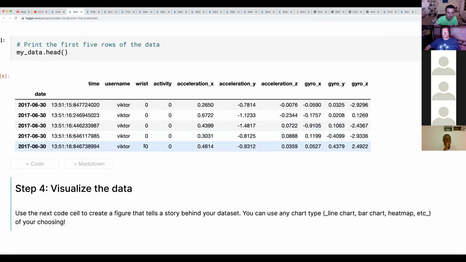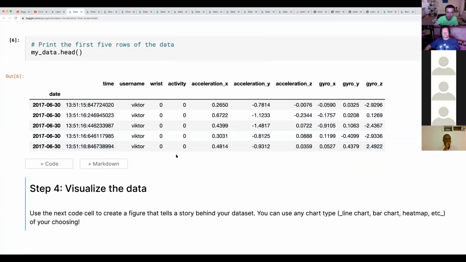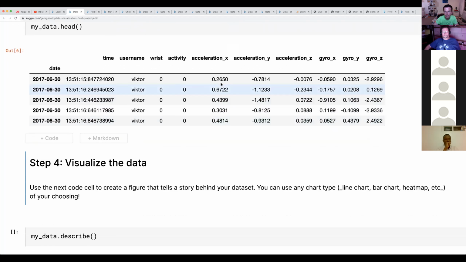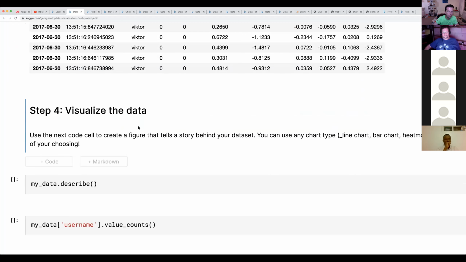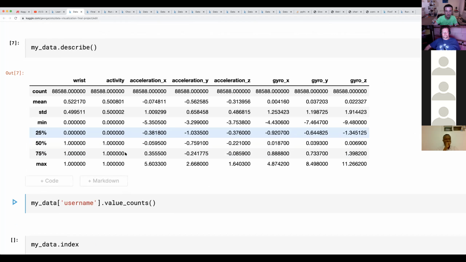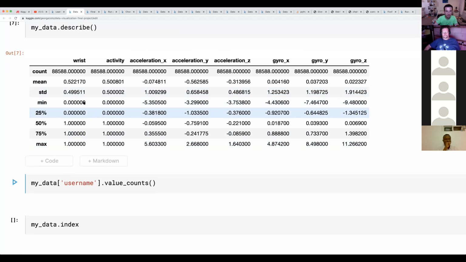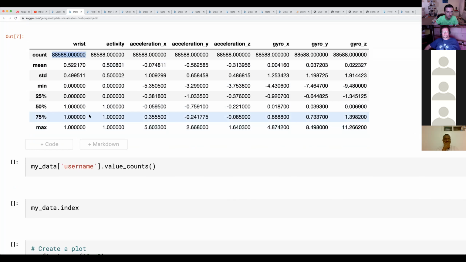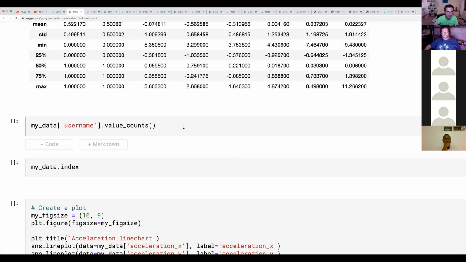There's an activity, which is a categorical variable. I think 0 means walking, and 1 means running. And the different metrics for the gyroscopes and the accelerations. Cool. So first I wanted to look at the numerical variables, how they're related. So we saw this describe method earlier when we were looking at the Python class. How many records I have, what is the average value, what is the standard deviation, the minimum value, and the different percentiles, 25, 50, 75, and what's the maximum value.